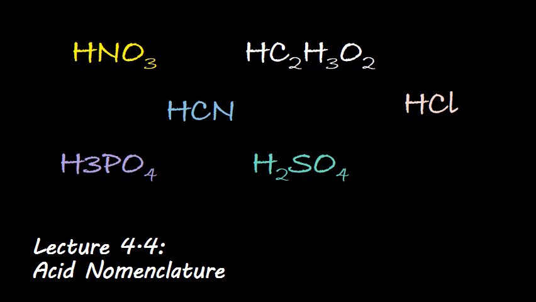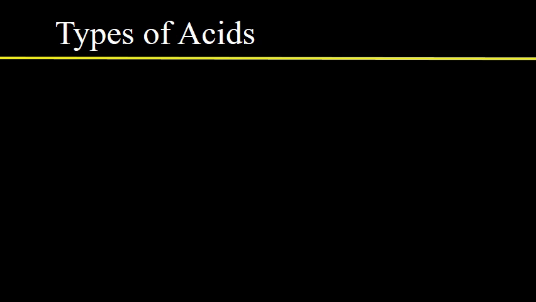All right, let's look at nomenclature of acids. In order to name acids, we have to be able to recognize them, and there are two principal types of acids. One is binary acids, and so we'll look at those, and the other are oxyacids.